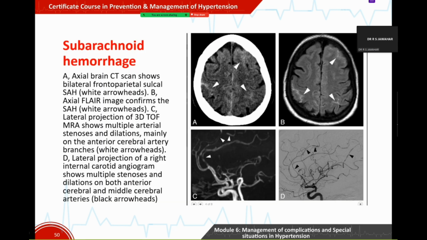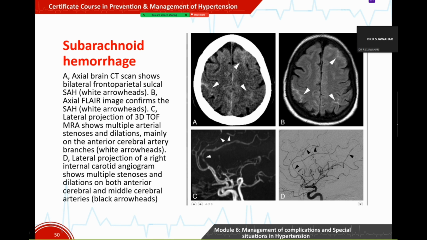Here the subarachnoid hemorrhage. If you find the 4 pictures here, first picture A, there is the axial brain CT scan, shows the bilateral frontoparietal sulcal subarachnoid hemorrhage. In the B, you have the axial FLAIR image, confirms the subarachnoid hemorrhage, white arrowheads.